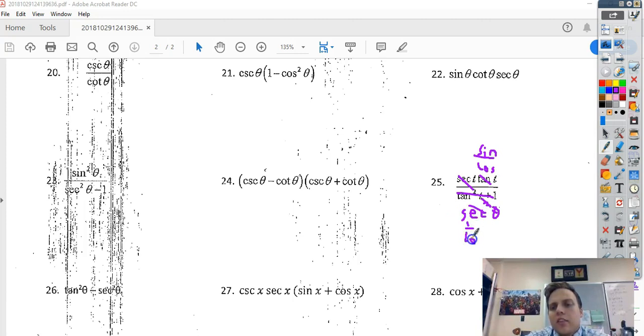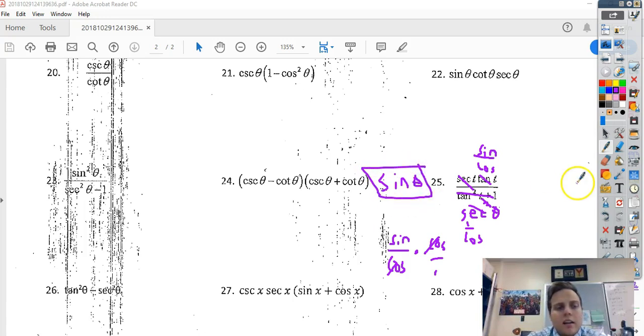So now I have sine over cosine divided by 1 over cosine. Keep the numerator, so sine theta over cosine theta, times the reciprocal of the denominator, so that's cosine over 1. The cosines cancel, and I'm left with sine on top, so I get just sine theta for number 25. Alright, number 26.